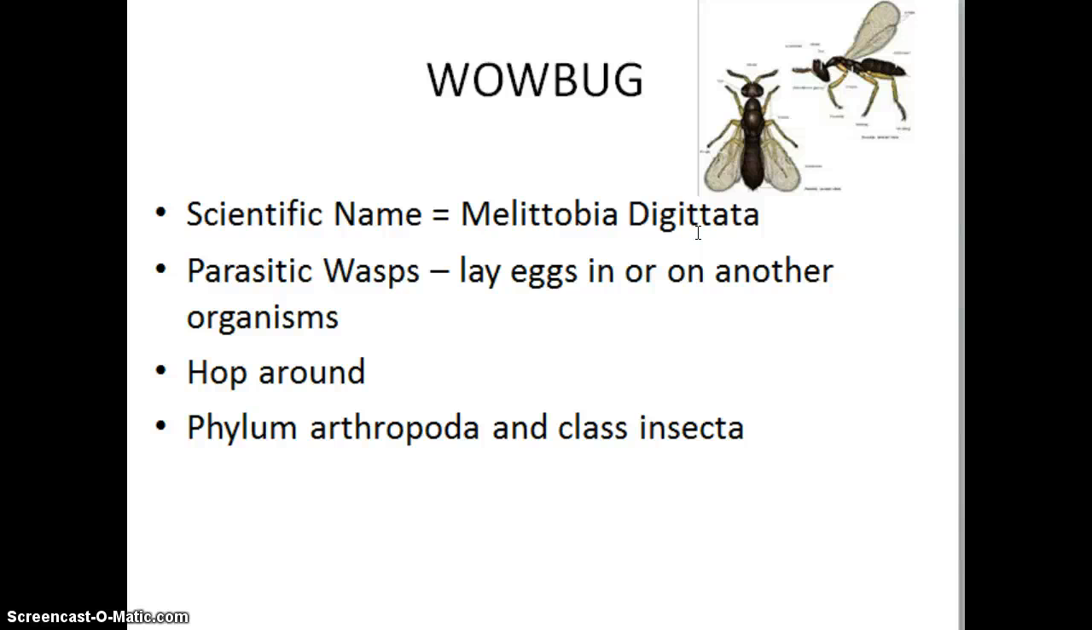So wow bugs are in phylum Arthropoda. So if we're remembering from the last video, kingdoms can be classified into phyla. There are 9 main animal phyla. So the animal phylum the wow bug is present in is phylum Arthropoda. Arthropods have 6 legs. No, sorry, insects have 6 legs.